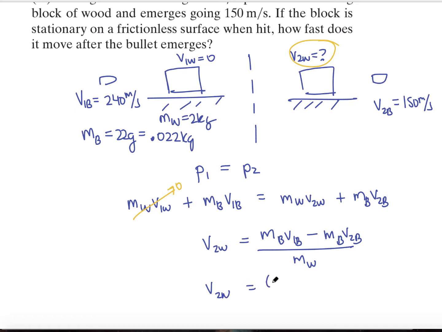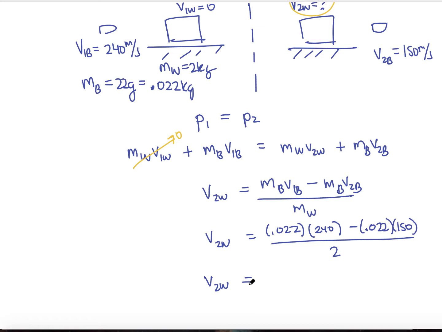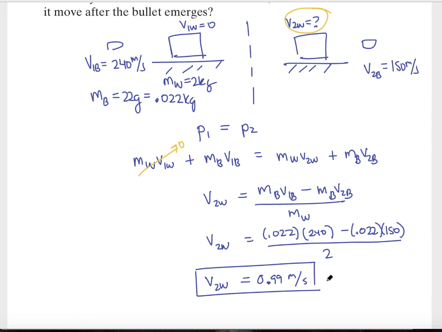Mass of the bullet is 0.022 kilograms. V1 for the bullet is 240 minus mass again times its final velocity of 150, over our mass for the wood, which is 2 kilograms. So plug this into our calculator, and we get a final velocity of the wood to be only 0.99 meters per second. And there you go. So this is, again, just a conservation of momentum problem, but set up in a little bit of a different situation.